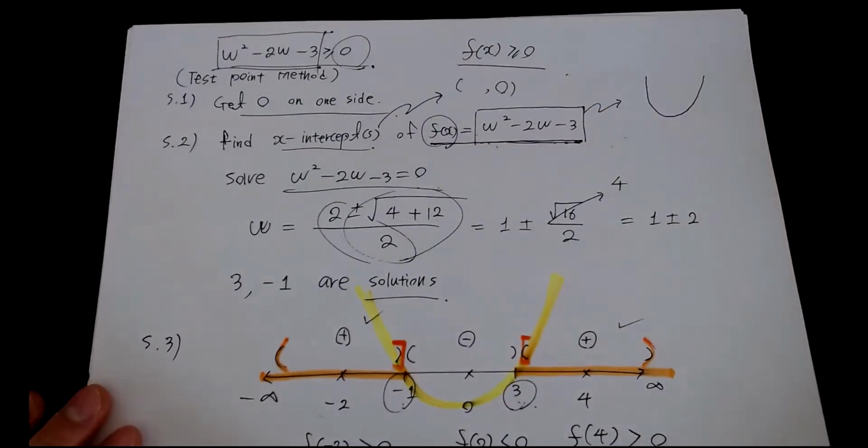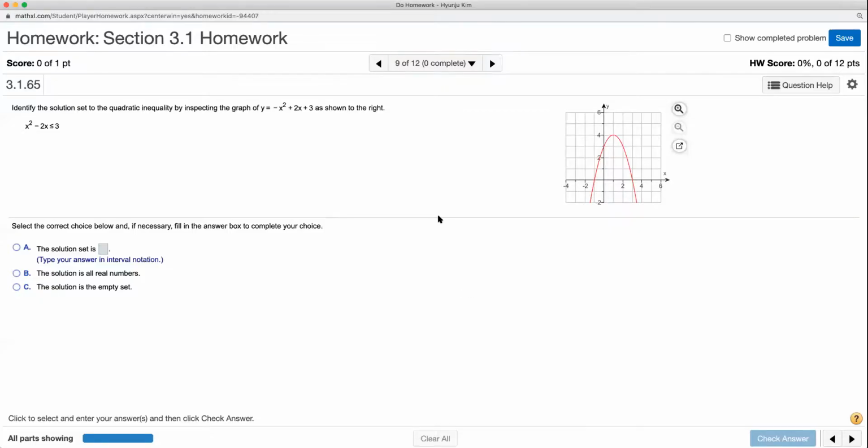Now we see the next problems. All right, so problem number 9. So here's a question. Identify the solution set to the quadratic inequality by inspecting the graph of y equals -x squared plus 2x plus 3 as shown to the right. So now you see the inequality right there.